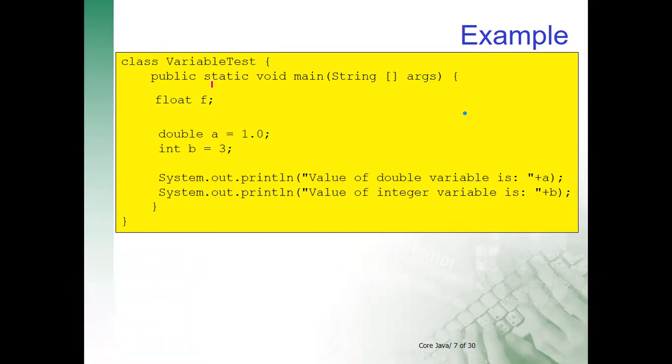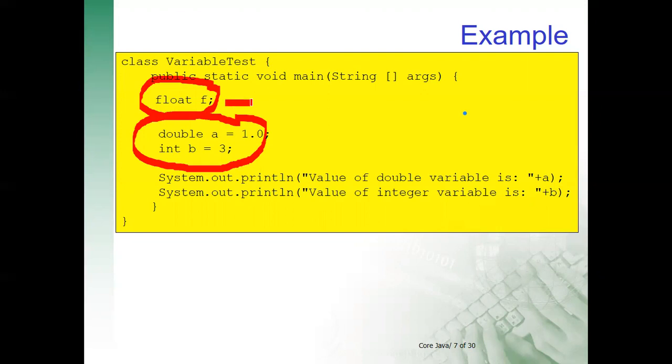I'm declaring a variable called a, or a variable called b there. Now I want to put some values into that. You can put the values, otherwise, I don't want to put a value. So like this, you can just declare a variable, float f. I'm declaring the variable.